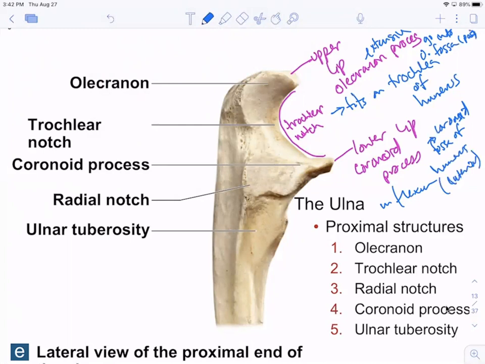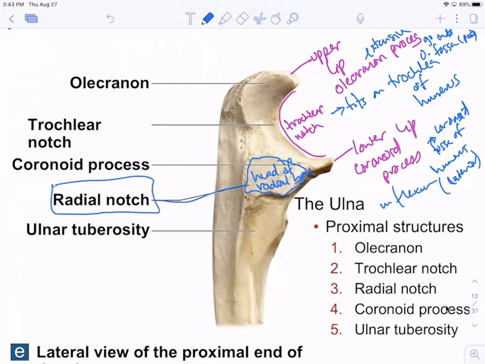That's anterior and that's posterior. So you can kind of see that. Then there's this notched out area on the lateral side, where the head of the radius, radial bone, fits in the radial notch. So the radial notch is where the head of the radius fits in.